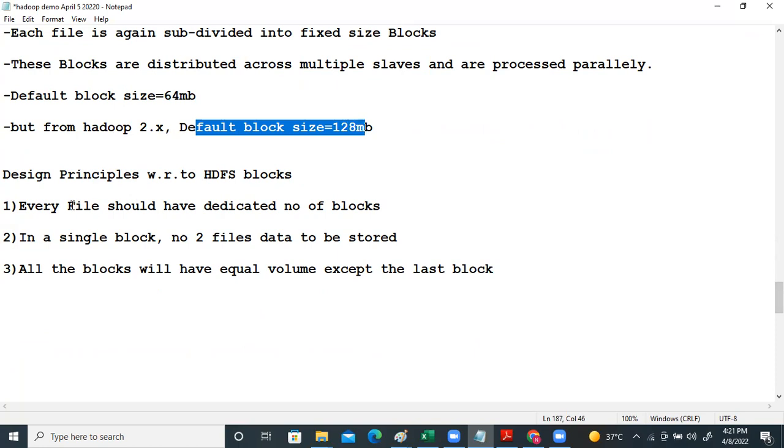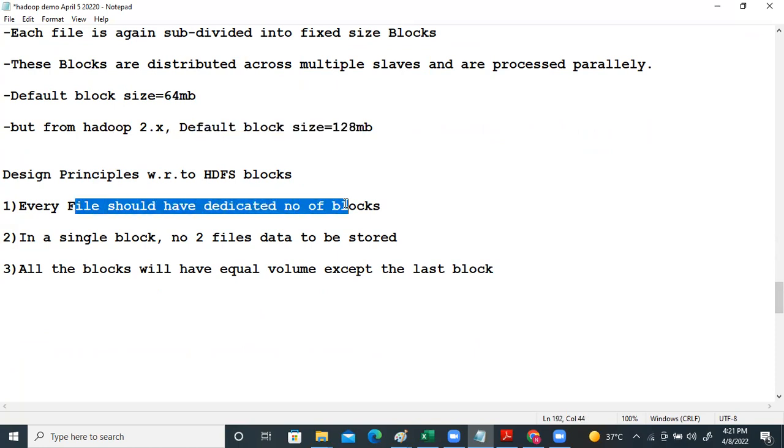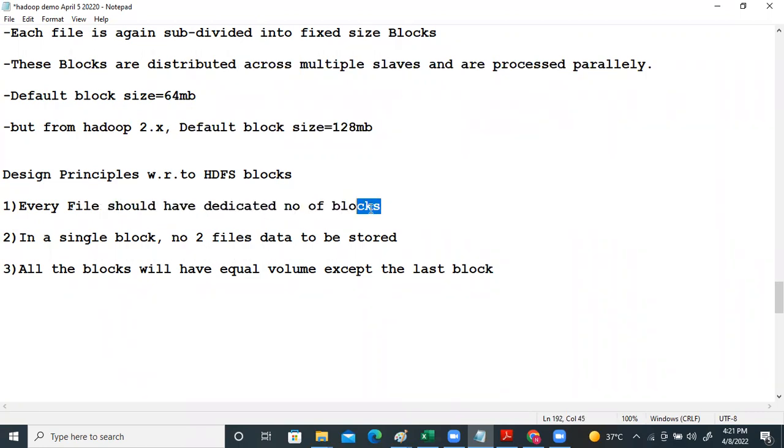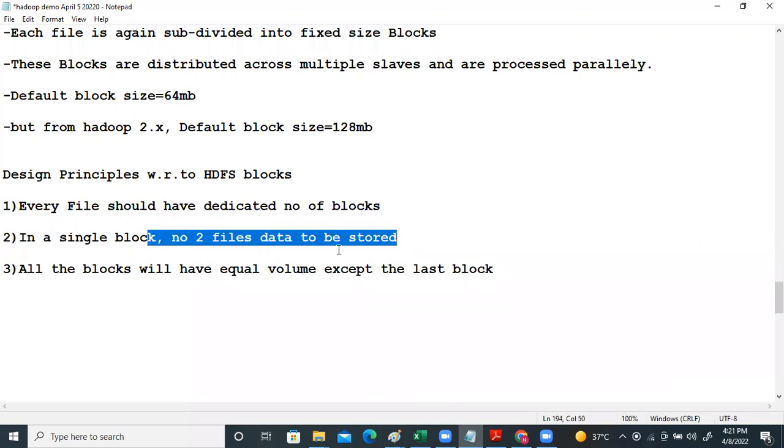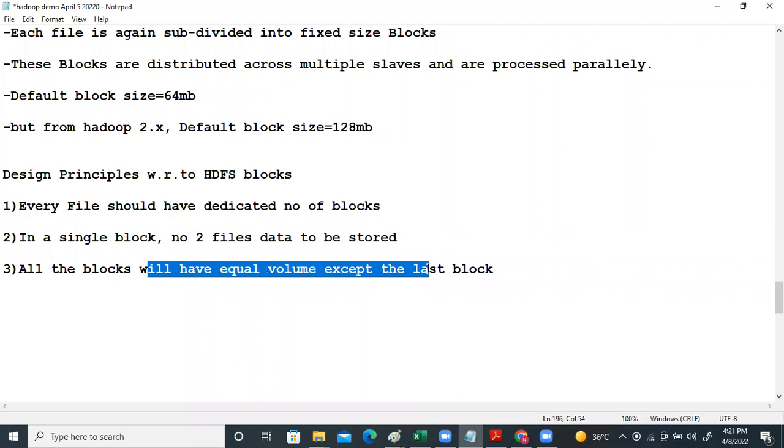Every file should have a dedicated number of blocks. In a single block, no two files' data are stored. Tomorrow, if you are retrieving a particular file, only that file's related blocks need to be retrieved, not file two's blocks. That's why every file has dedicated blocks. All the blocks have equal size except the last block.